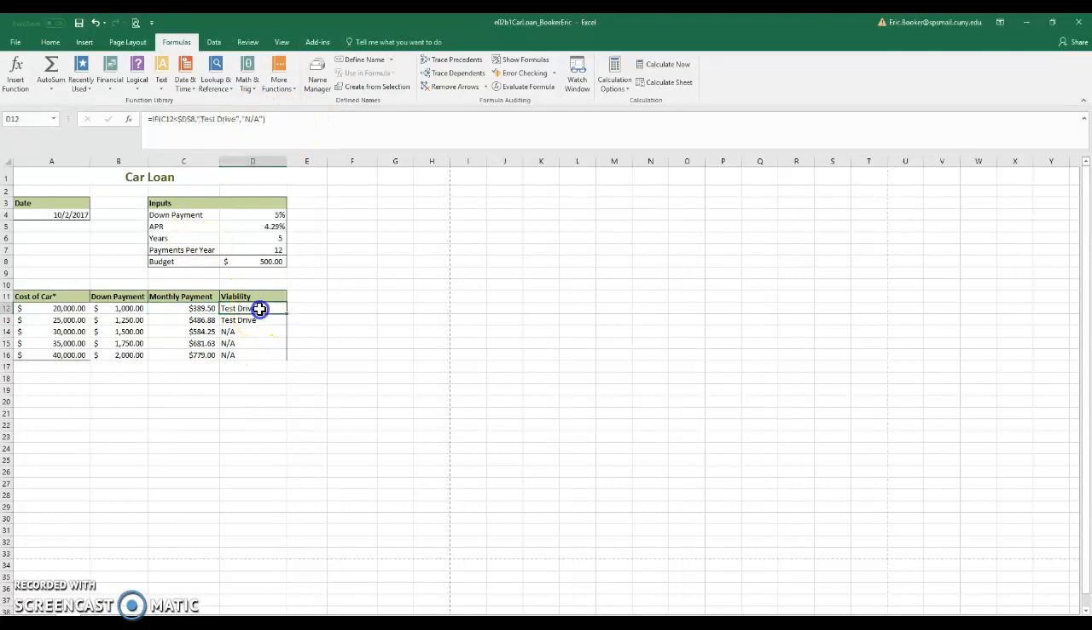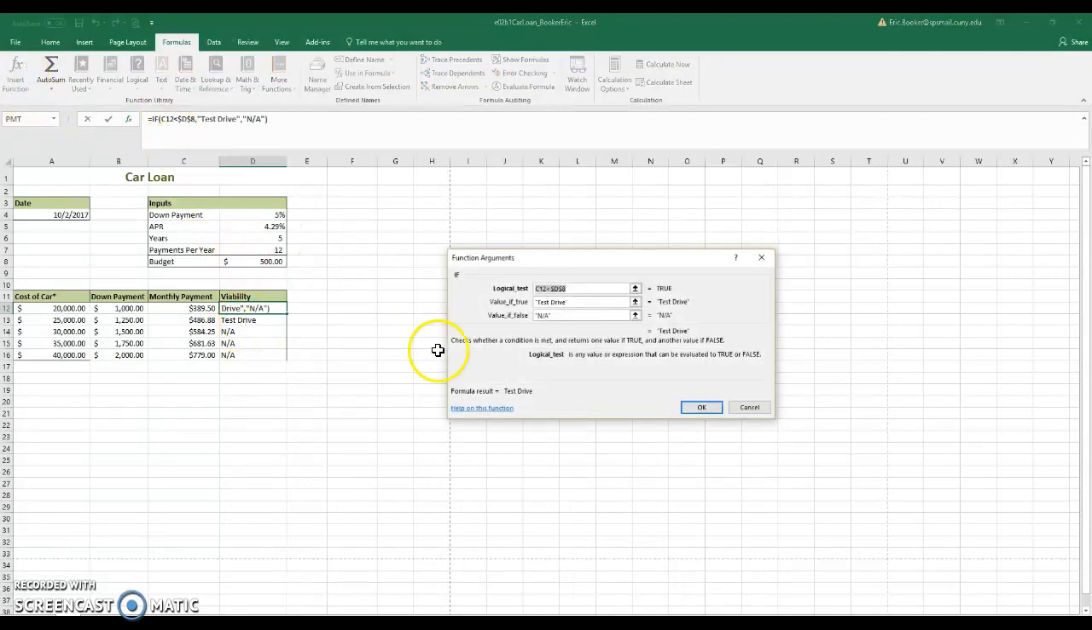Okay, so the next thing we're asked to do is to determine, your monthly payment is here and your budget is $500, so I want you to test this and see just to come up with what cars you can afford and which ones you can't. So I did that by doing an IF function. We go back to insert function, and as you can see here, I did a formula.